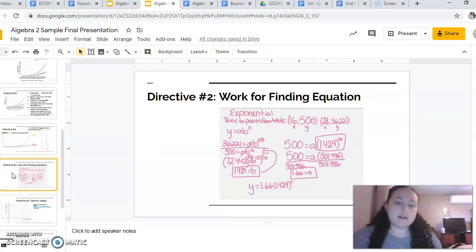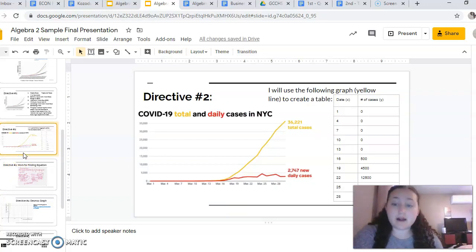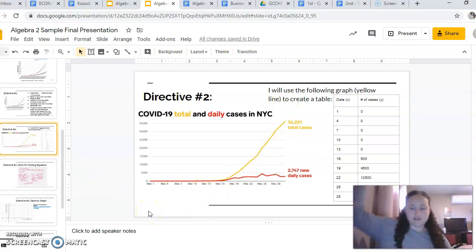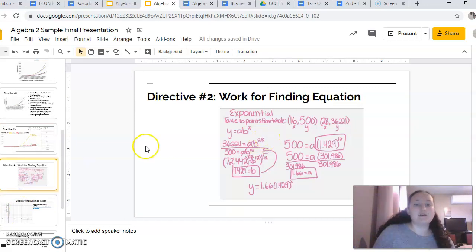Now, part 2 of this directive is doing some work. Okay, I want to create an equation. Most of these graphs, at least in my example and probably in yours, are going to follow this exponential model. Okay, remember it's that straight up or like that little swoosh. Okay. For an exponential model, we've learned a process on how to solve for it. So what I'm going to do is take 2 points from the table.